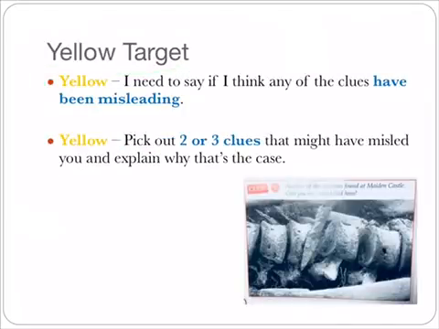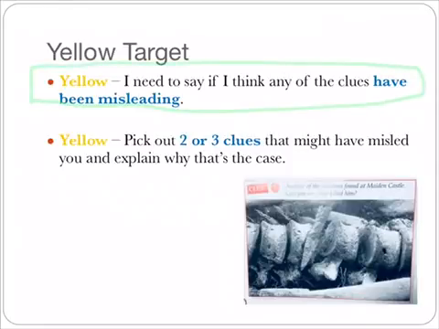Okay, so yellow. Here's your yellow target here. Okay, you need to write this down at the bottom of your work and in your table at the front of your book, which is all your assessment information in. I need to see if I think any of the clues have been misleading. Now, I'm going to look at this clue here for you, clue E, as an example of that. You're going to pick 2 or 3 clues that might have misled you. Okay, remember, a misleading thing is something that makes you think something that's not true. Okay, now clue E is a picture of a skeleton, a back, isn't it?